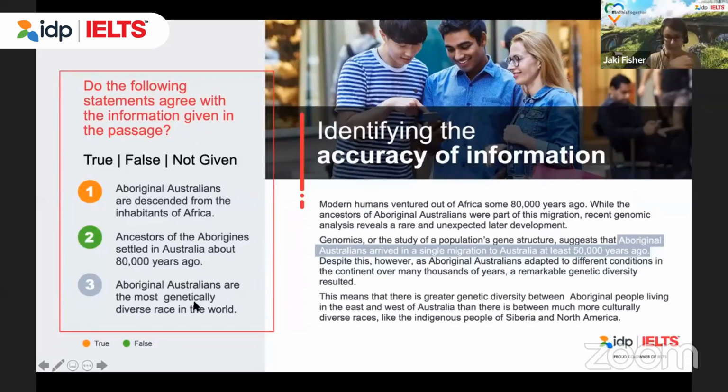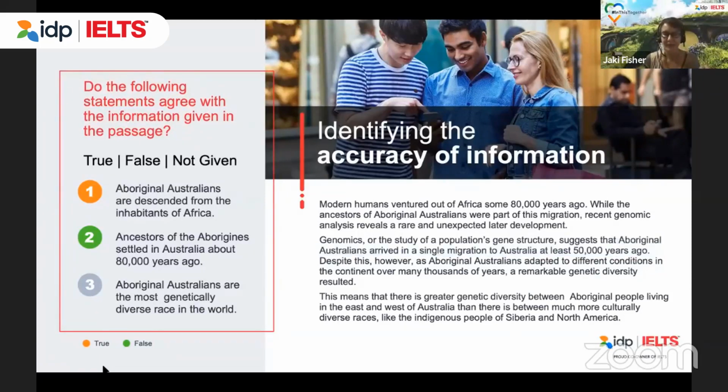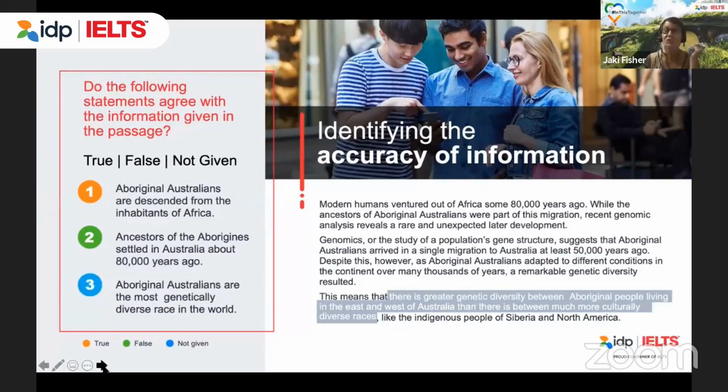So let's read. Now we know it's going to be further down. So we use our second skill. We zoom in, we call it scanning. Then we use our third skill. We read for detail. Greater genetic diversity between Aboriginal people east-west of Australia. So there's genetic diversity, but this is east-west of Australia. Between culturally diverse. Anything about the whole world? No. So that one, as you rightly say, that's not given.